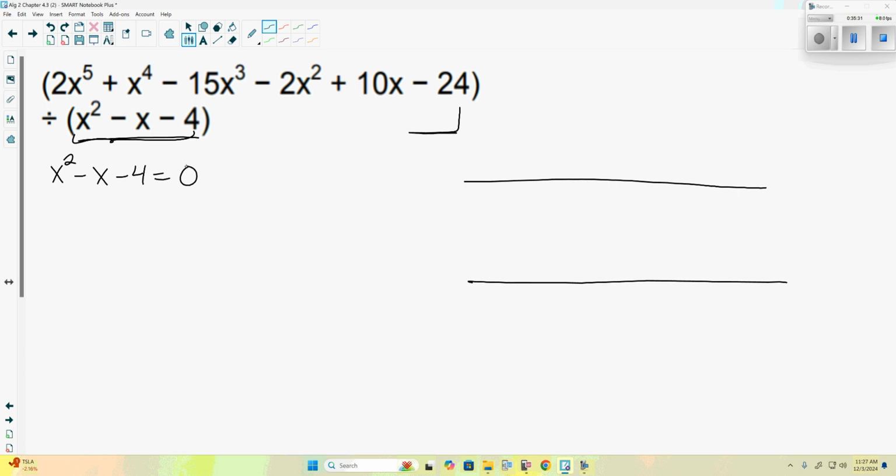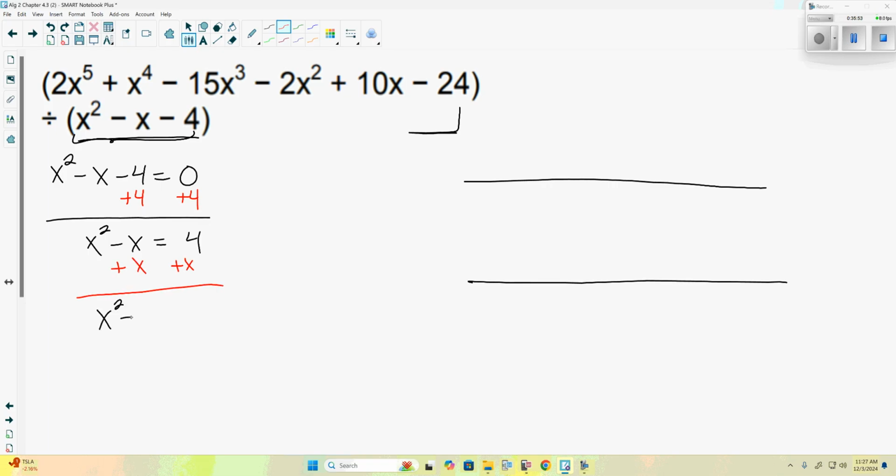But this time, we're not getting x by itself. We want to get the x squared term by itself. So to do that, the first thing we can do is add 4. Telling us x squared minus x is equal to 4. Add x, telling us x squared is equal to x plus 4.